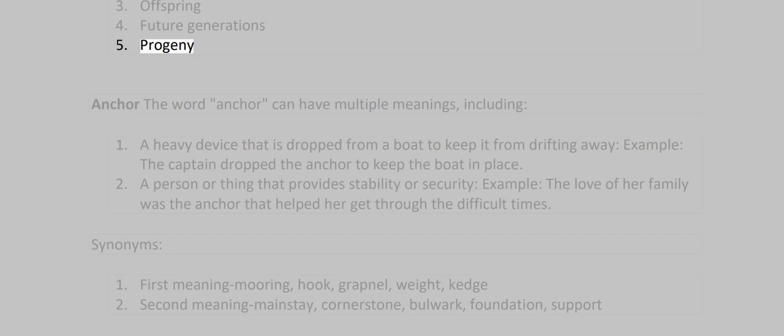Anchor. The word anchor can have multiple meanings, including 1. A heavy device that is dropped from a boat to keep it from drifting away. Example, the captain dropped the anchor to keep the boat in place. 2. A person or thing that provides stability or security. Example, the love of her family was the anchor that helped her get through the difficult times.